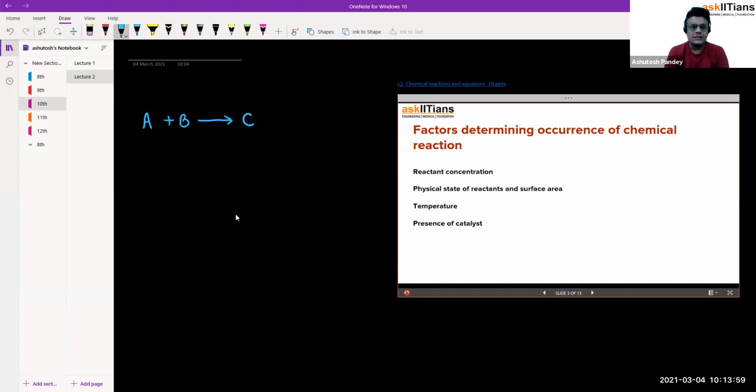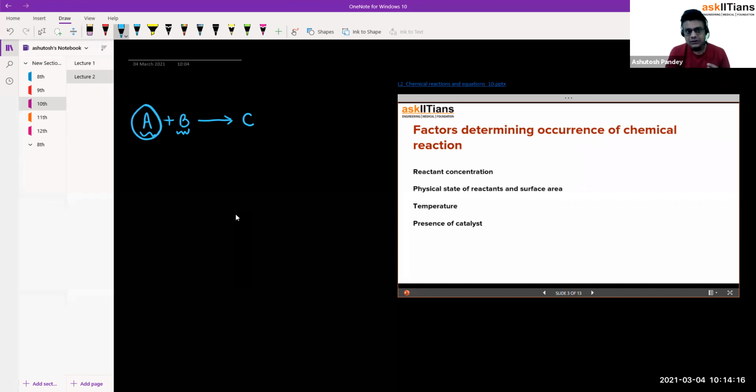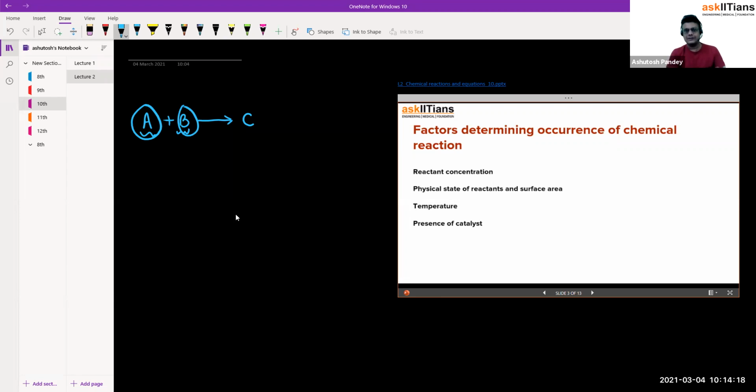Now since the reaction is going to happen, if there is no A and no B, then there will be no reaction. So the extent of the chemical reaction depends on the presence of reactants. If we have reactant A as only 1 mole and reactant B as only 2 moles, then the amount of C formed will be based on the initial amount of A and B.